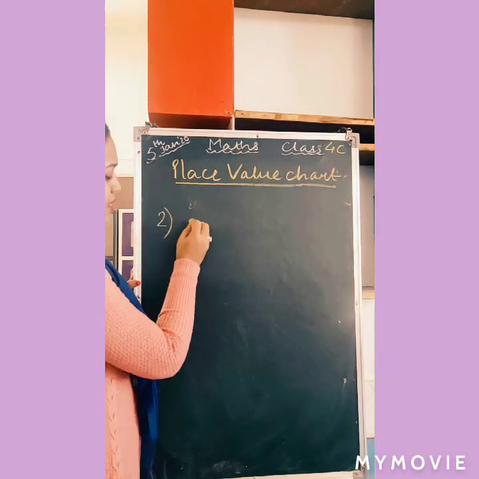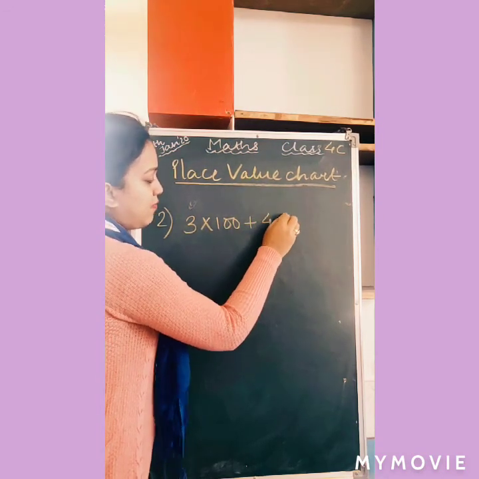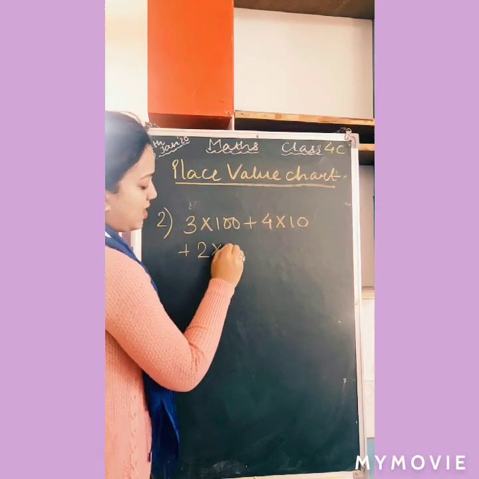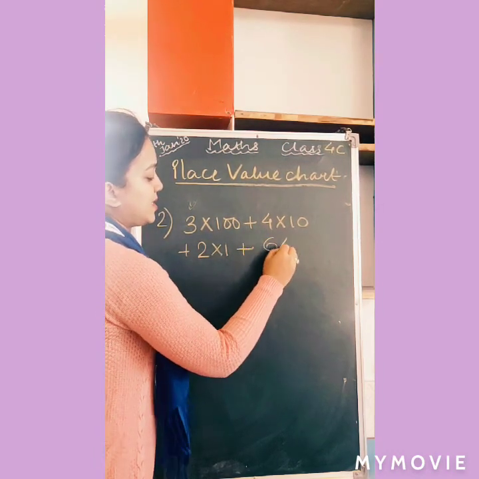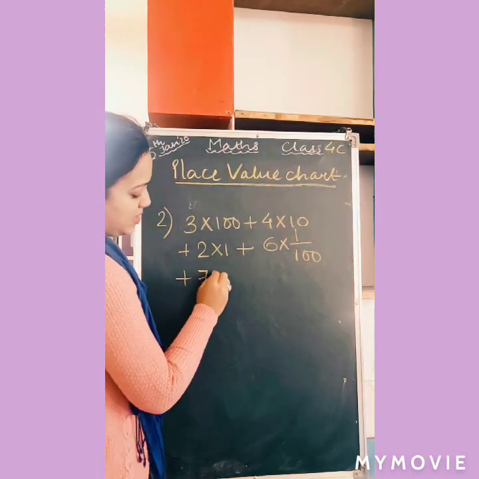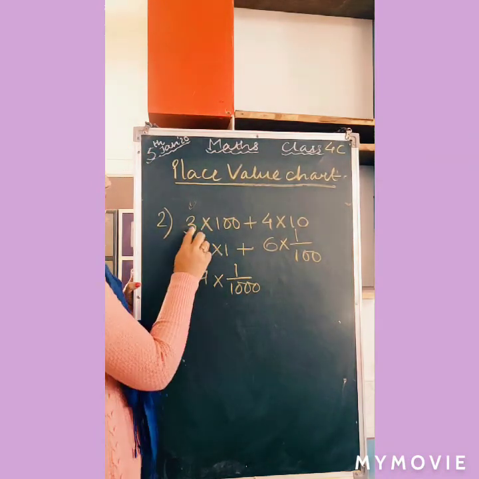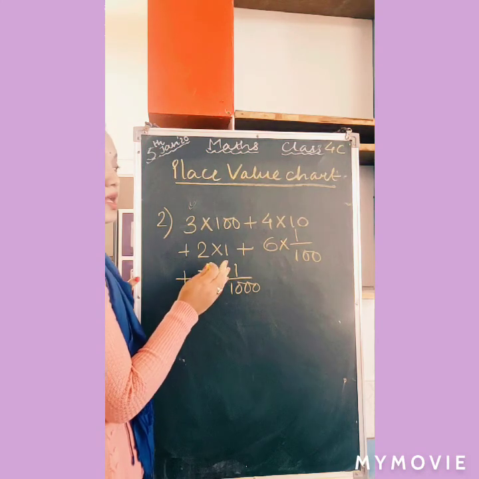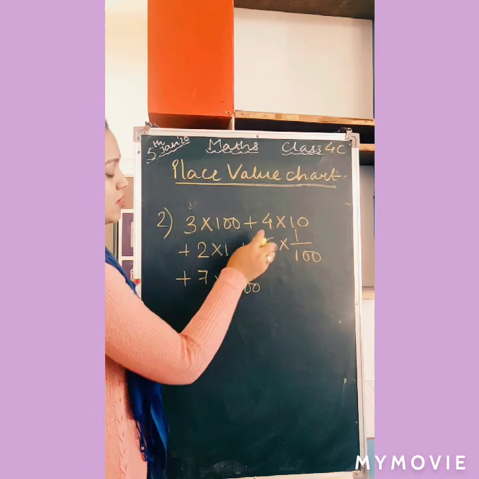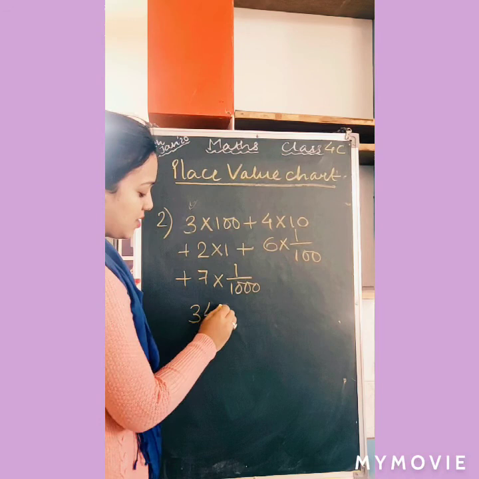Suppose I have a number 3 into 100 plus 4 into 10 plus 2 into 1 plus 6 into 1 by 100 plus 7 into 1 by 1000. Correct? Now first we will see from towards my right. On the top what is it? 3 into 100, 300, plus 4 into 10, 40. So 2 into 1, 2. So that is nothing but 342.